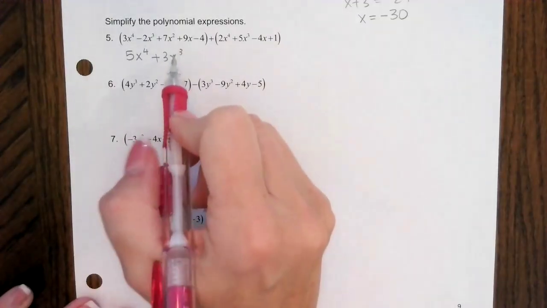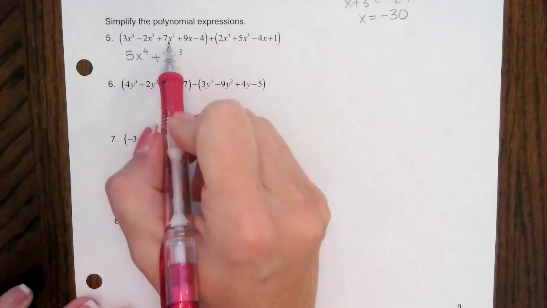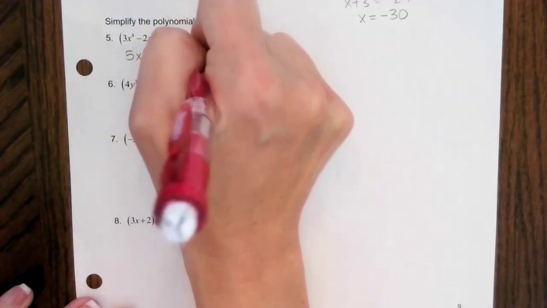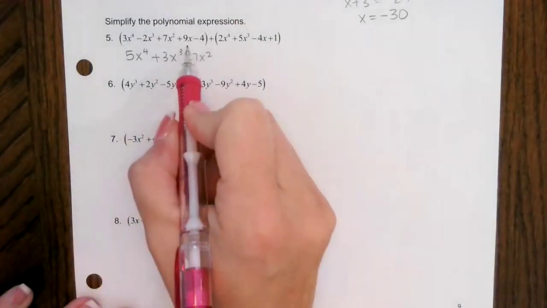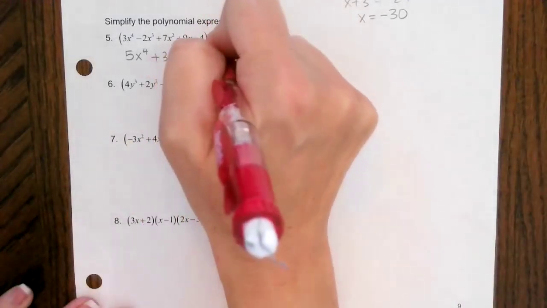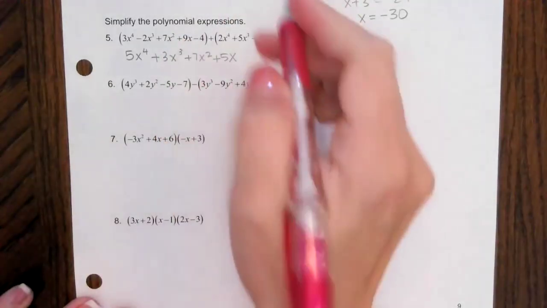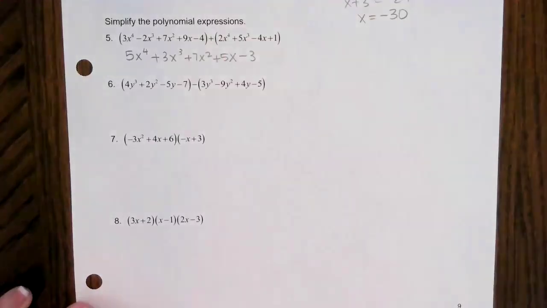Now we're going to do our squared term. This one has a squared term, this one does not, so it would just be plus 7x squared. Then we've got 9x and negative 4x, which is a positive 5x. And then a negative 4 and a positive 1, which is a negative 3. So we have combined our like terms there. That's basically what you're doing when you're adding.